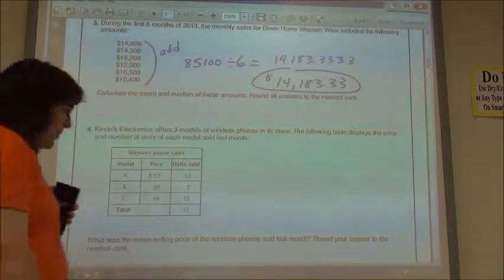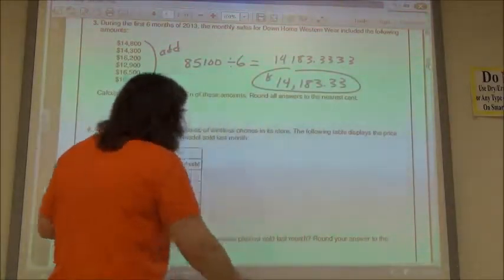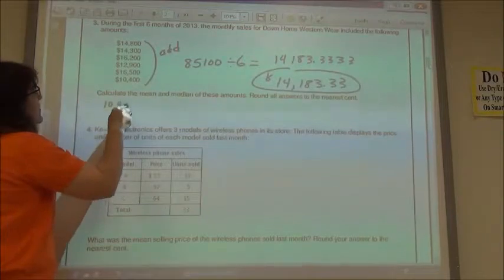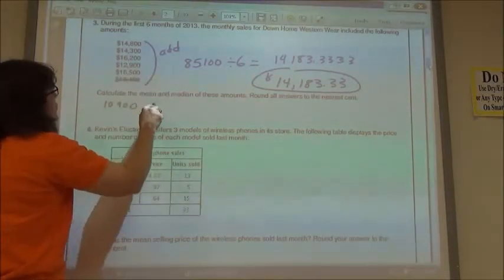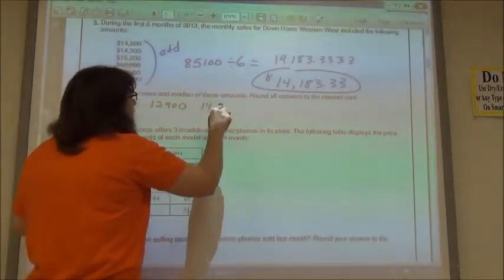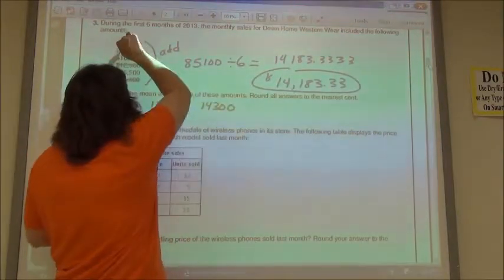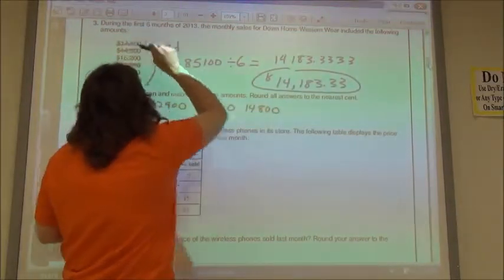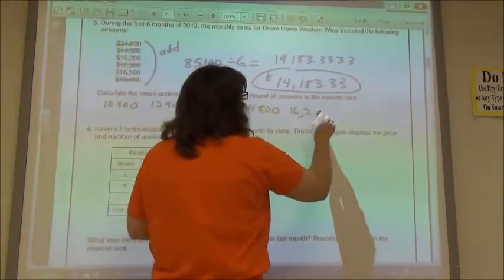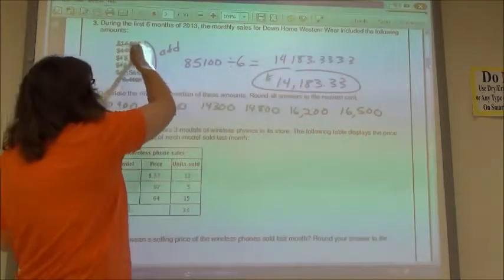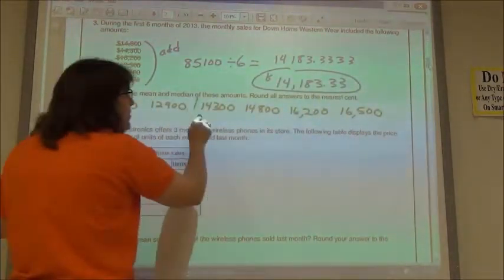If I'm going to find the median, I want the middle number. Again, we have 6 numbers on our list, so we got to put them in order. 10,400, 12,900, 14,300, 14,800, 16,200, and 16,500. So our 2 middle numbers are these 2 right here.